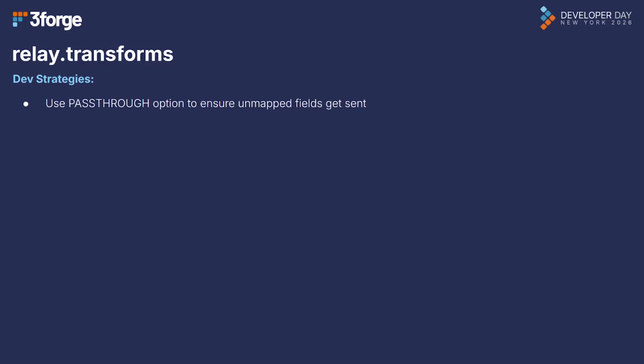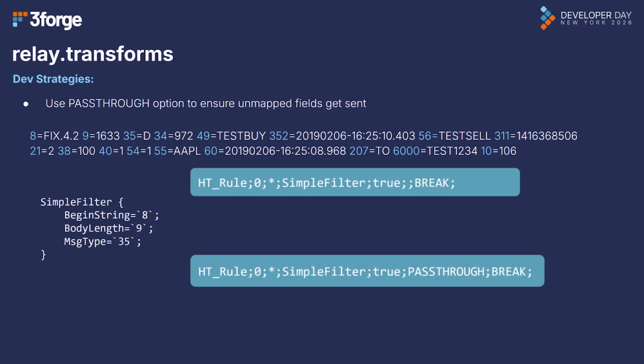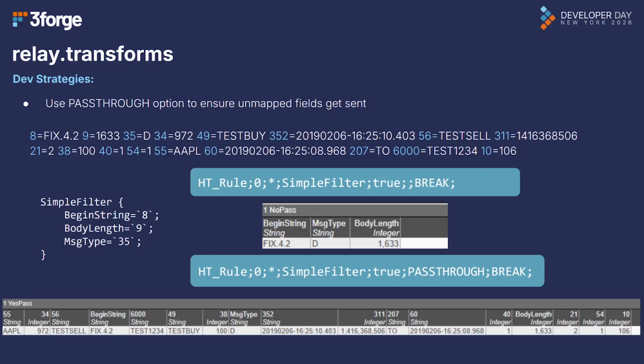And the first one is using the pass-through option to ensure that unmapped fields get sent. So take this fixed message that we have here and a simple 3-field filter, and then these 2 rules that just differ by whether they specify the pass-through option or not. For the first rule, the message that will get inserted into the database only has the 3 columns that we defined here, whereas for the second rule, it'll pass through any column that was unmapped, and you'll see that those retain the original numeric column names.